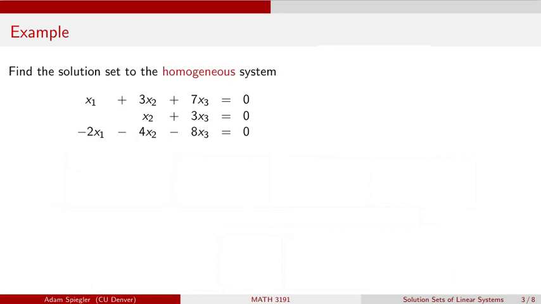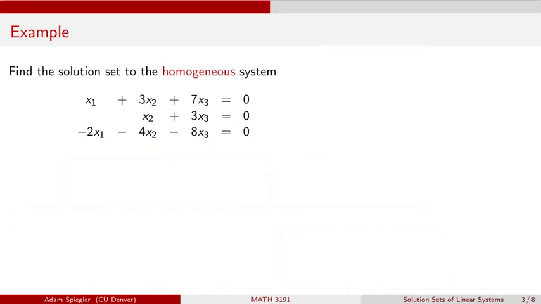Okay, welcome. In this video, we are going to take a look at the following example. We're going to find the solution set to the following homogeneous system. x1 plus 3x2 plus 7x3 equals 0. x2 plus 3x3 equals 0. And the third equation is minus 2x1 minus 4x2 minus 8x3 is equal to 0. So here we have a homogeneous system because on the right side of all three equations, the constant is 0.